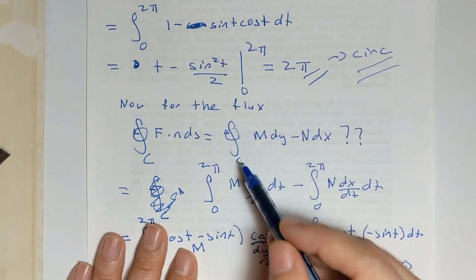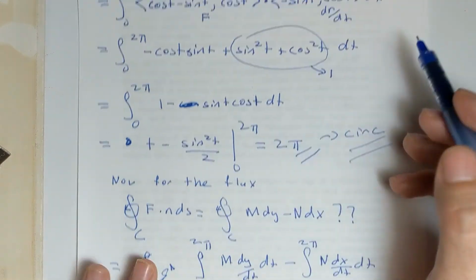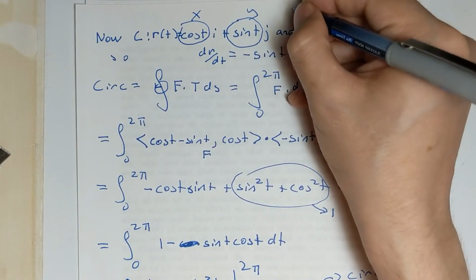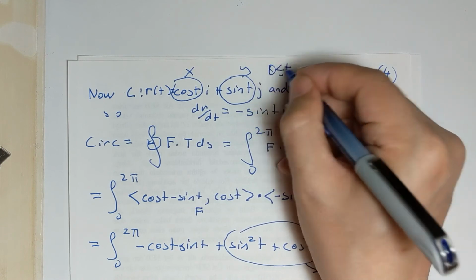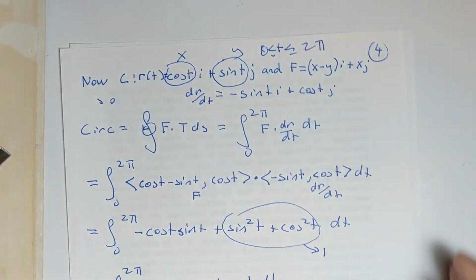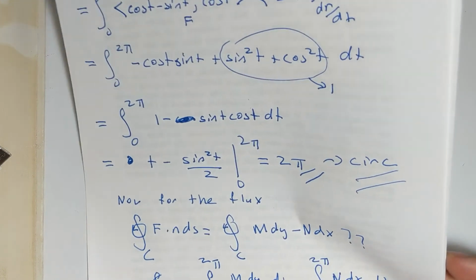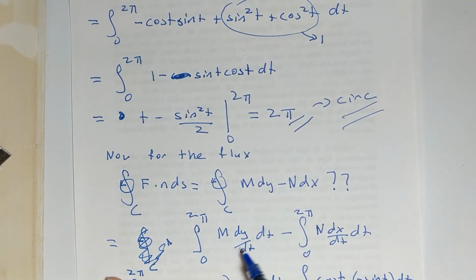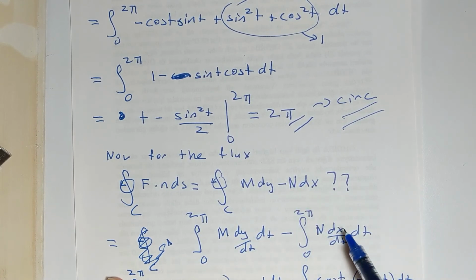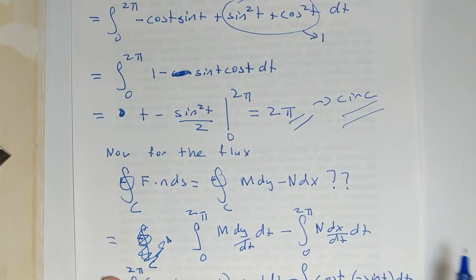Now, along the curve, we go around the circle. I forgot to say this: t, of course, here is between 0 and 2 pi for the standard parameterization of the circle, right? So we go around the circle from 0 to 2 pi. So instead of dy, I can write M dy/dt dt, 0 to 2 pi, minus, and instead of dx, I can write dx/dt dt.